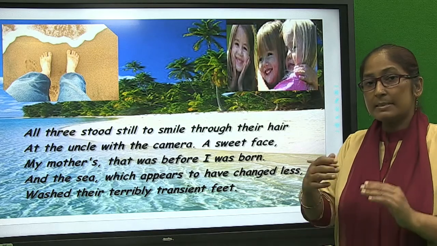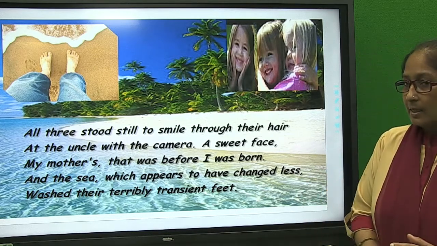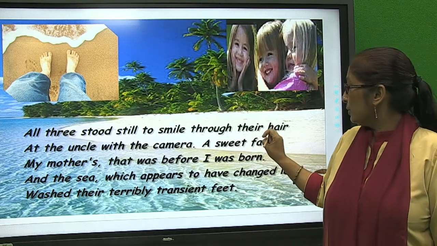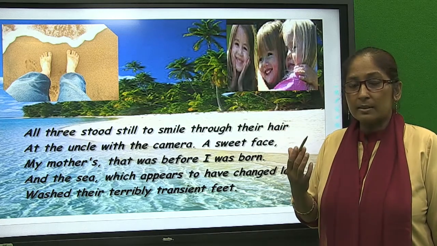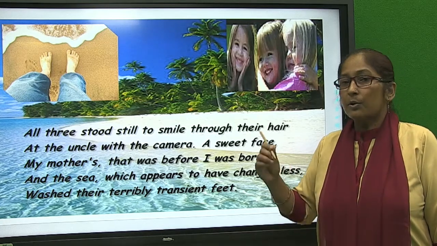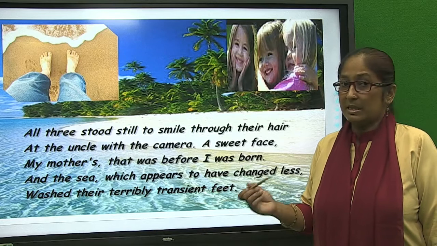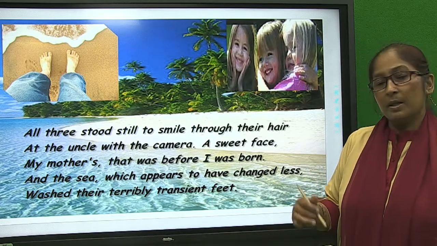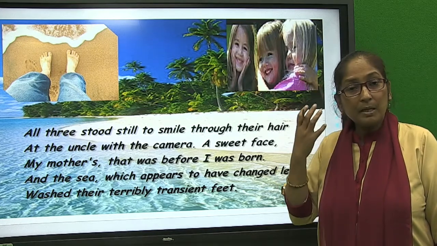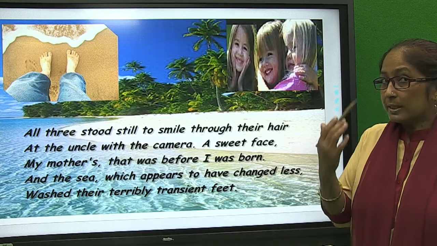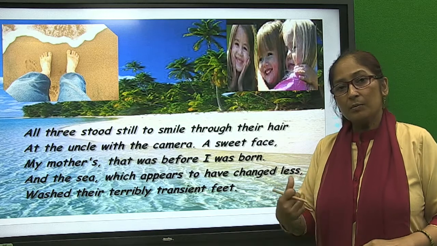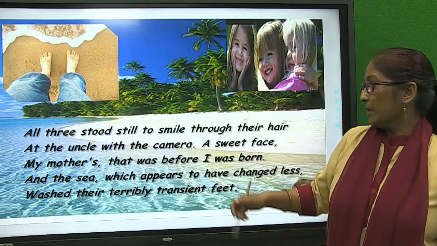वो तीनों लड़कियाँ स्थिर खड़ी हुई थी और with a smile on their face to give a photograph, फोटोग्राफ खिंचवाने के लिए. And through their hair means उनके जो बाल थे, their hair was scattered on their faces due to the strong wind on the beach. बीच पर थे तो ऑब्वियसली स्ट्रॉन्ग विंड चल रही थी, that's why their hair was scattered on their faces. उनके चेहरे पर उनके बाल बिखरे हुए थे. So through their hair they were smiling, they were passing their smile for a photograph, फोटोग्राफ के लिए वो स्माइल पास कर रही थी, स्टिल खड़ी हुई थी.